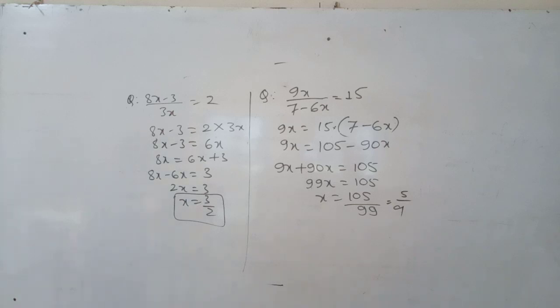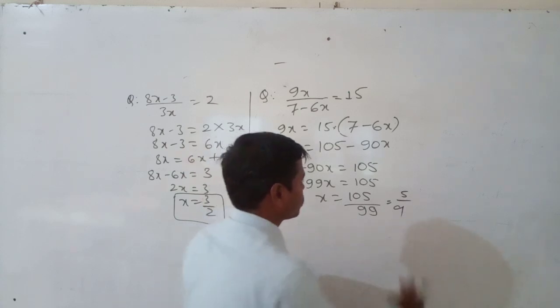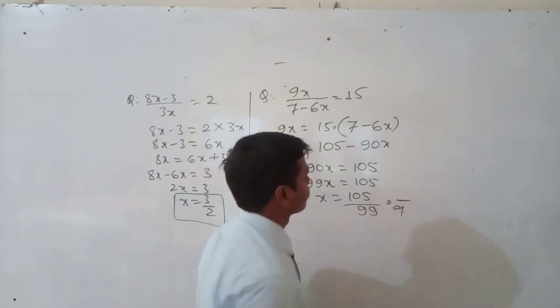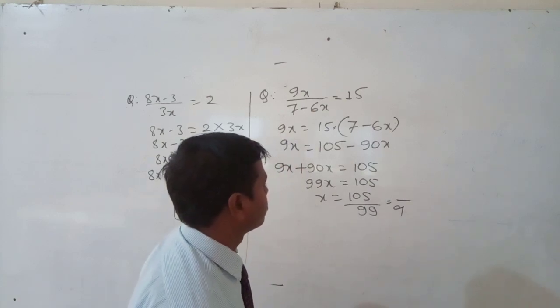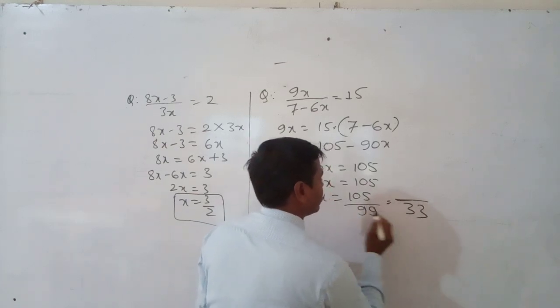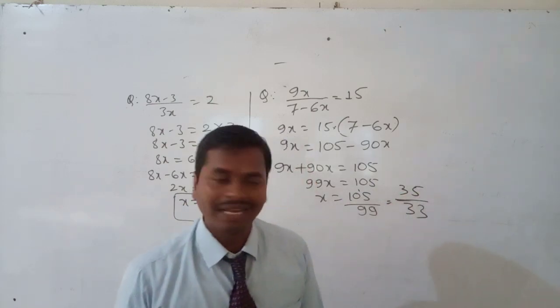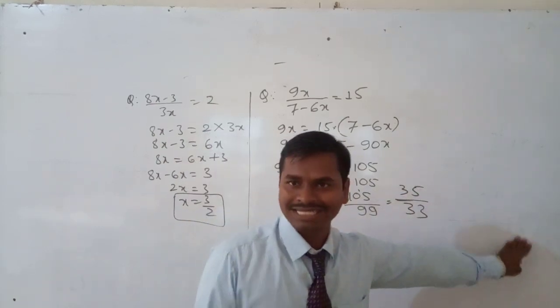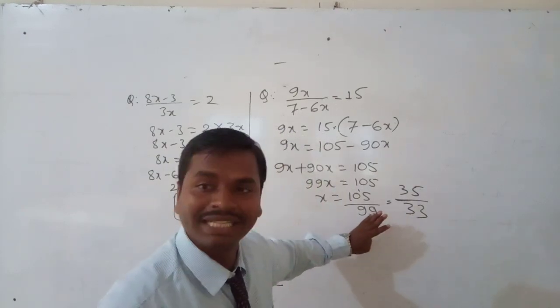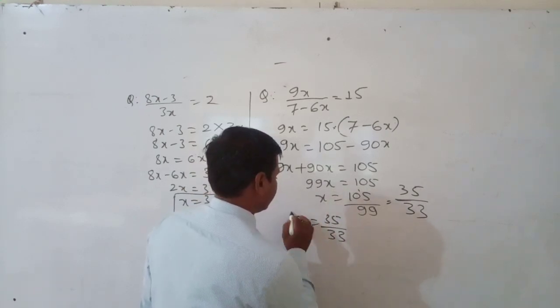We are getting here 105 by 99, or you can cancel this one by the 3 table. Can you cancel this one by the 1 table? Not possible, no? 3 table. 3 3s are 9, 3 5s are 15. 35 by 33 this one. We cannot cancel this one by the 1 table. We can cancel this one by the 3 table. Okay? x equal to 35 by 33.